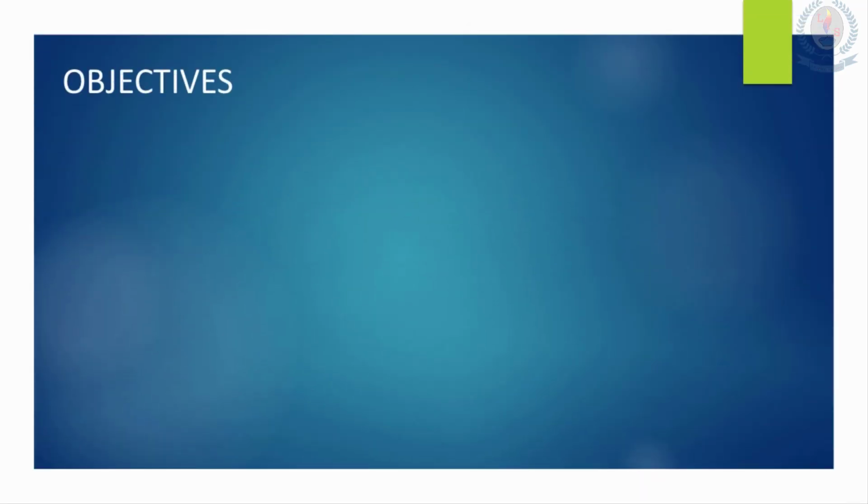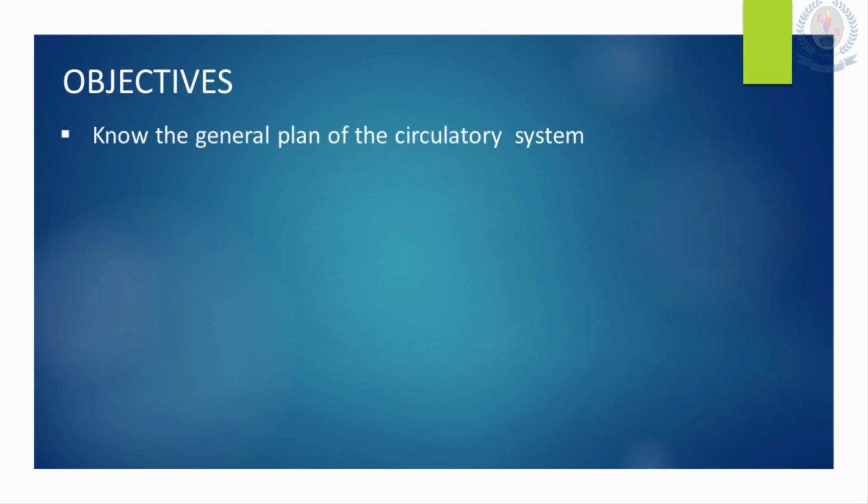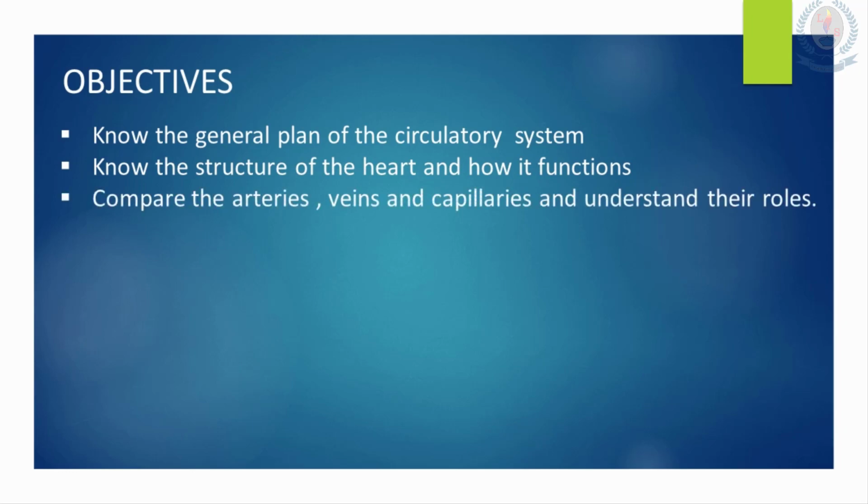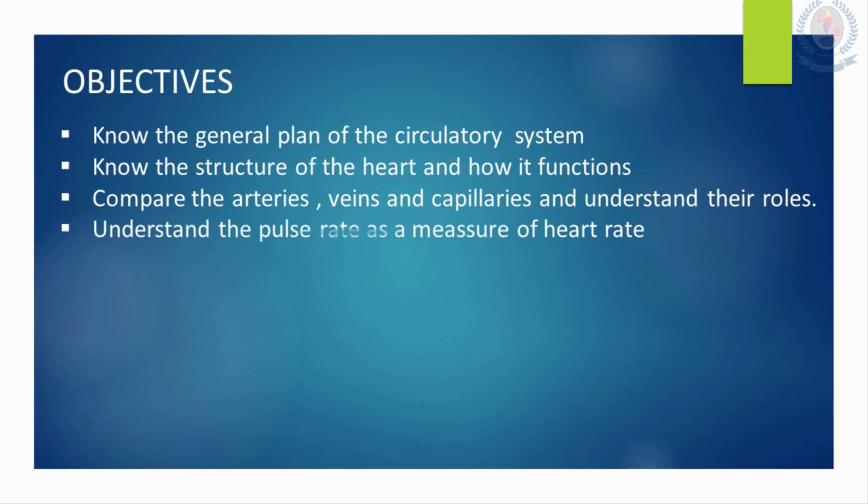So, objectives. After discussing this chapter, you should be able to fulfill these objectives. First, you should know the general plan of the circulatory system and know the structure of the heart and how it functions. Compare the arteries, veins and capillaries and also understand their roles. Understand the pulse rate as a measure of heart rate and know the role of tissue fluid.